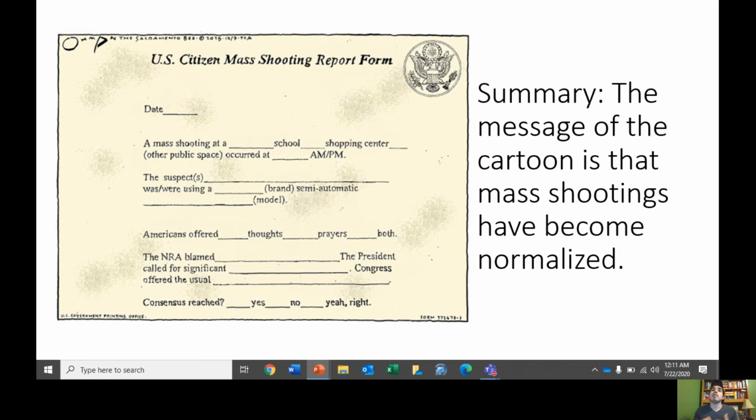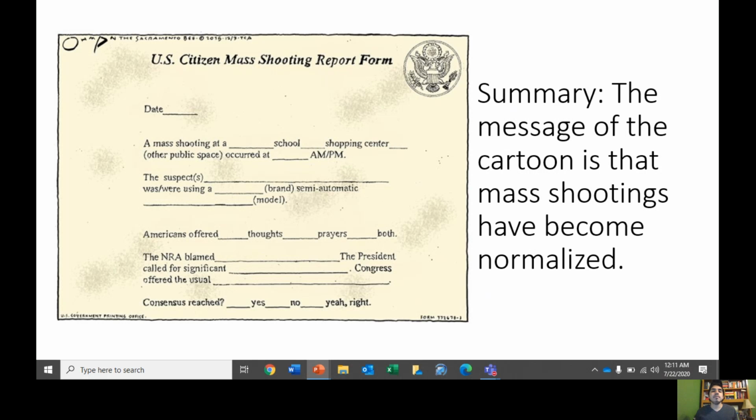And thoughts and prayers are supposed to be given in times of great tragedy, and you're supposed to offer them with a sense of deep despair and regret about the events that took place. But it's kind of offhanded. In this mass shooting that we don't know about, did Americans offer thoughts? They offer prayers? Offer both? Check it off. Check off the box. The NRA blamed who? The president called for significant blank, and Congress offered the usual blank. So it uses words like usual.